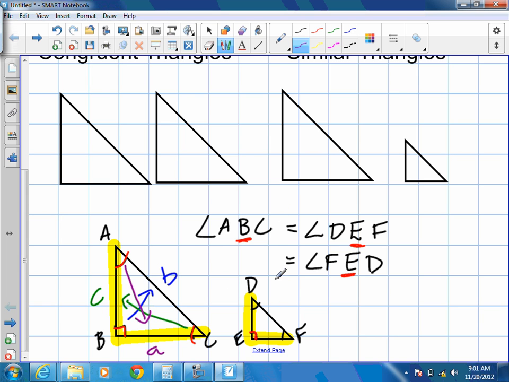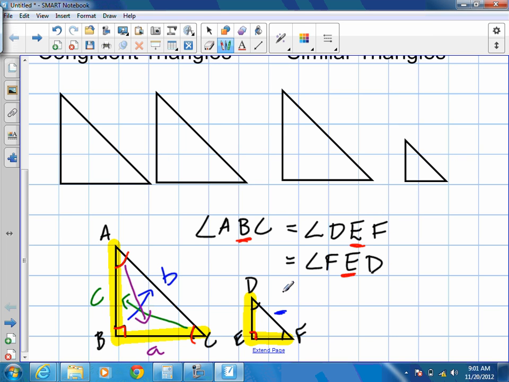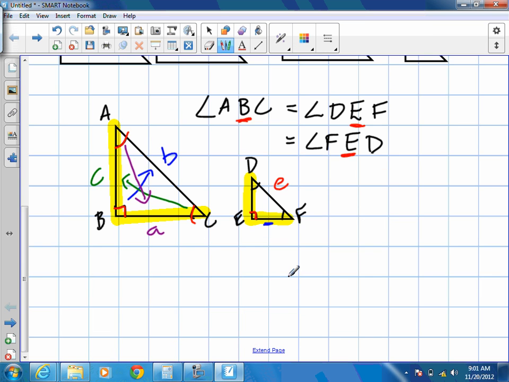Hold on, I'll highlight it so you know what I'm talking about. What side of the triangle is that? E. That's right, good. Write that down. What side of the triangle is this? D. Good. We'll write this down. And that leaves the other one to be, great. Good. We got it.